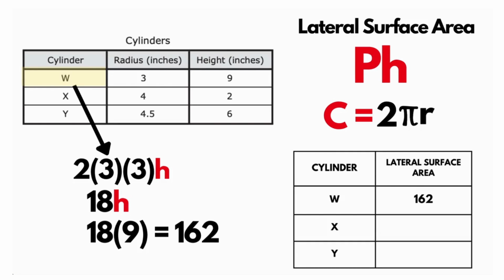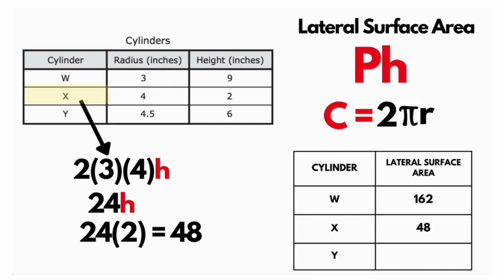So let's move on to cylinder X. Cylinder X, we're just going to go ahead and plug that in and show the entire process. So looking at X, we have 2 times 3 times 4 is 24. 24H. 24 times 2, 48. So we have a difference in X.